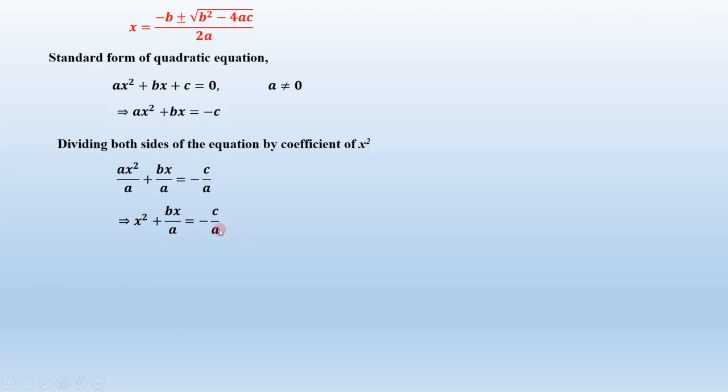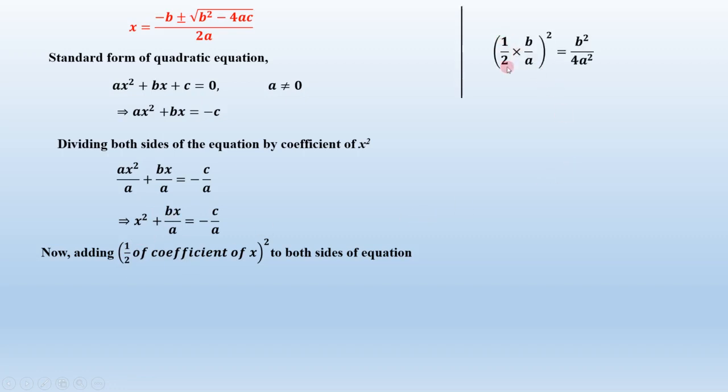Now moving a bit further, the next step is to add half of the coefficient of x, whole squared, to both sides of the equation. So first of all, what is the coefficient of x? It's b over a. That means we have to multiply this half with this b over a. So it will be half times b over a, and we have to put a whole square here. Solving this, we'll have b squared over 4 times a squared. Now we'll have to add this very term to both the sides of the equation. This will be: x squared plus b times x over a plus b squared over 4a squared is equal to minus c over a plus b squared over 4 times a squared. So we have added this very part to both the sides.